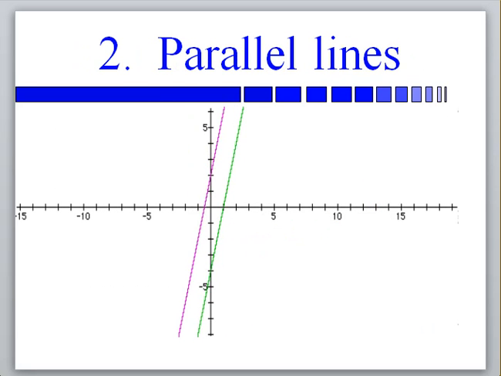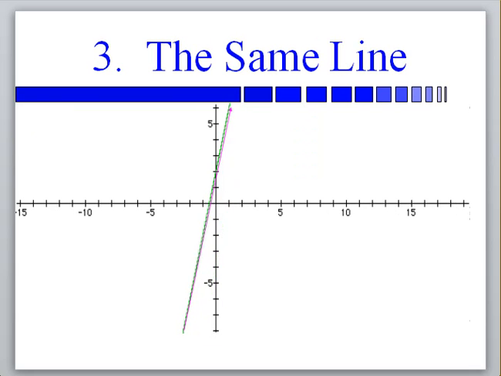The second thing that can happen is you could have parallel lines. Parallel lines never intersect. So when you have parallel lines, we will say that there is no solution, meaning there is no point of intersection. The third thing that can happen is that you can actually have the same line. I have a pink line and a green line. They're lying on top of each other, so you have the exact same line.